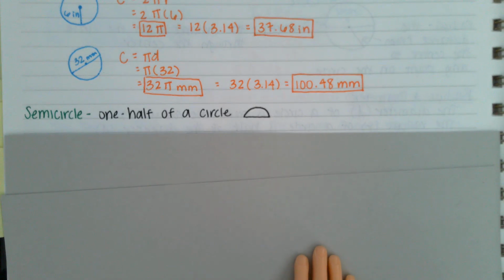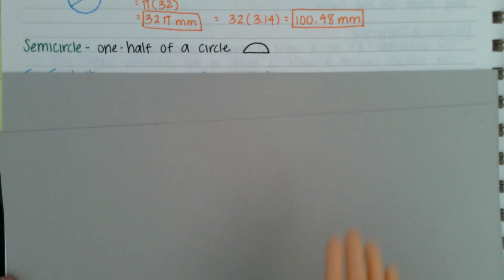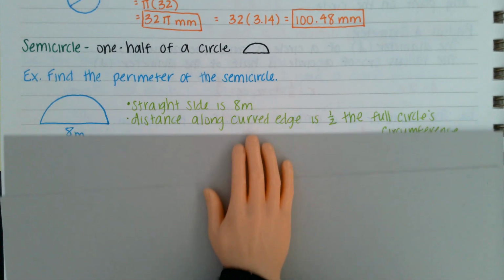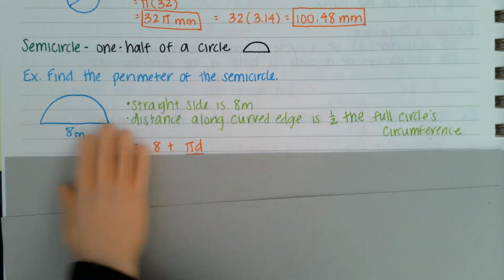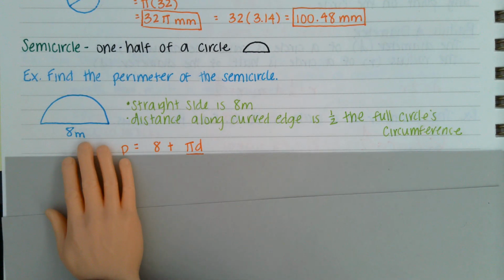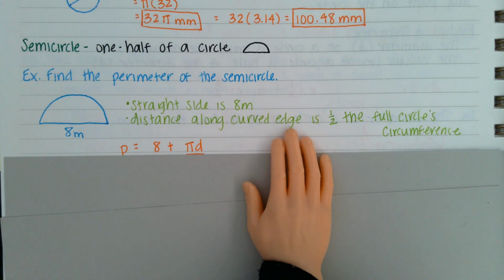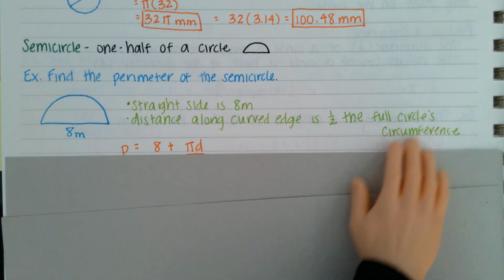Then we have a semicircle. That's just half of a circle. So we're going to find the perimeter of the semicircle. We have the diameter of that semicircle is 8 meters. So the straight side is 8. The distance along the curved edge is half of a full circle.